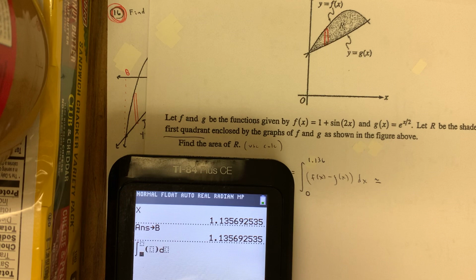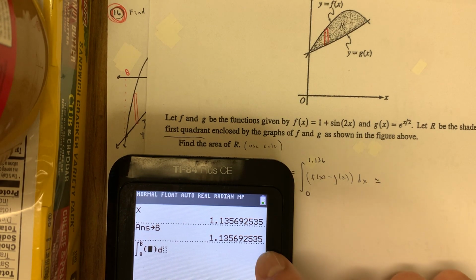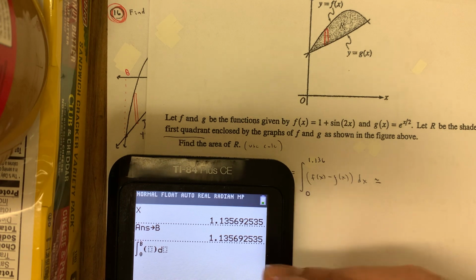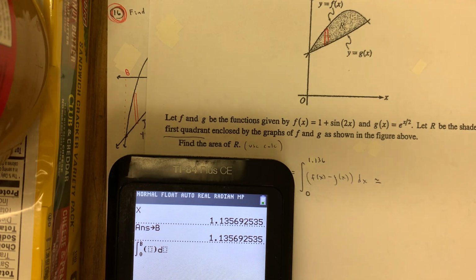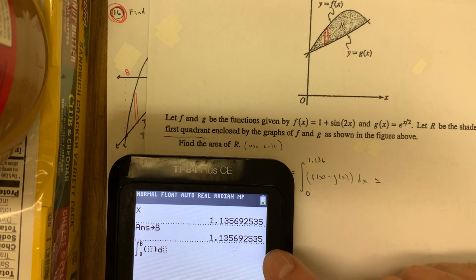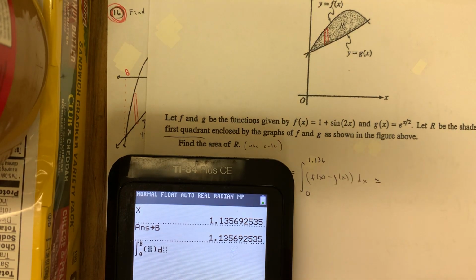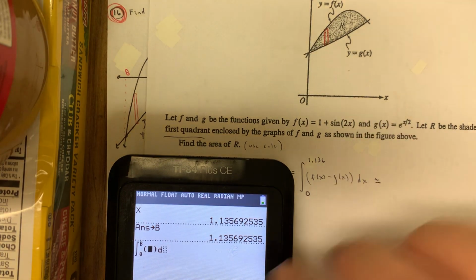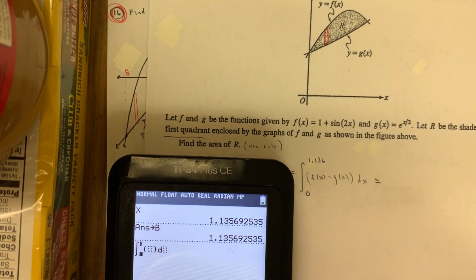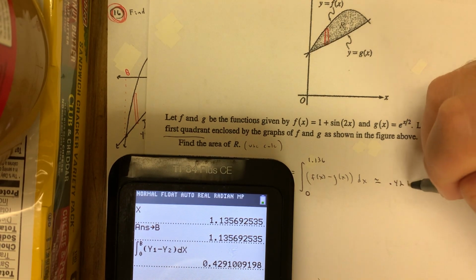Now you get your little math 9 set up, and you say the integral from 0 up to, either put B or write out that whole thing. Technically, B is a lot bigger than this. This goes on forever. It's an irrational number. But anyway, if you write out that many decimal places, you'll probably still get a close enough answer if it's rounded to 3 decimal places. That's the way they have it set up. Upper minus lower, f of x minus g of x. So that's y1 minus y2, with respect to x. And I get approximately 0.429.